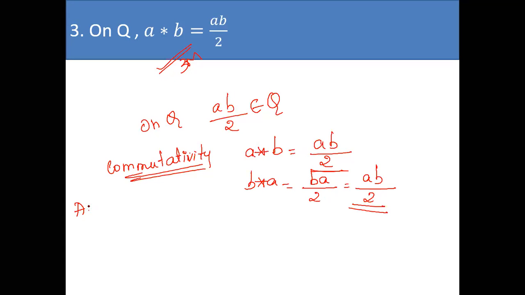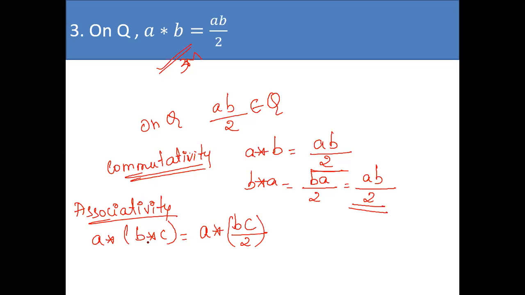So next, check for associativity. So that is a star b star c, what you have to do, first you have to apply for b star c. So it is b star c, you'll get bc by 2, correct? In place of a we have b, in place of b we have c. So it is a star bc by 2. Next, apply for these two terms. So wherever we have a, it is already a. In place of b, I have bc by 2. So it is a into bc by 2 whole divided by 2. So that is abc divided by 4.